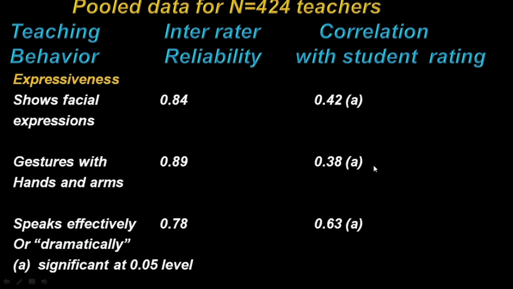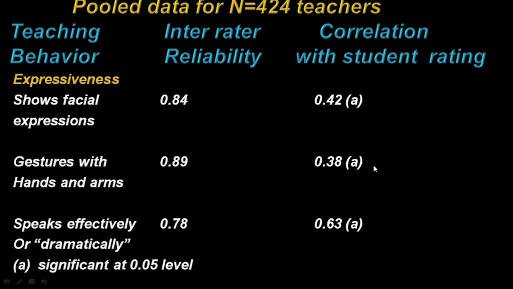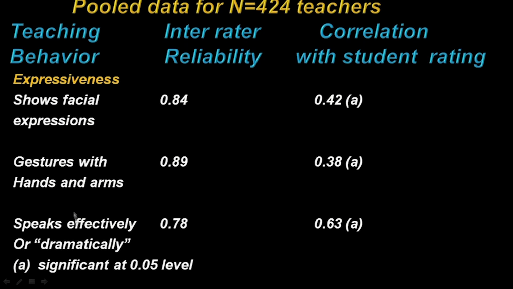Now, expressiveness is one of the teaching behaviors, and that is a high inference teaching behavior. But what is expressiveness? Expressiveness shows facial expressions, gestures with hands and arms, and speaks effectively or dramatically. These are 3 of the important characteristics of expressiveness, which is a high inference teaching behavior, and these are the low inference teaching behaviors which express it.